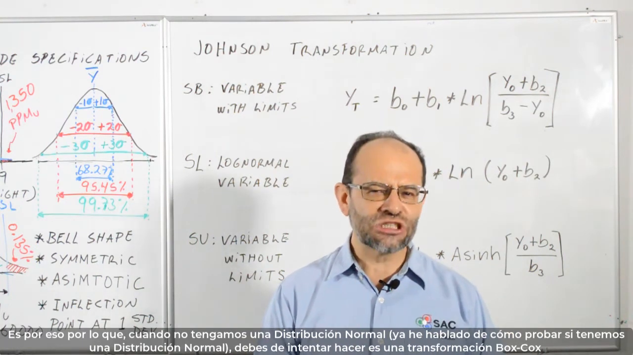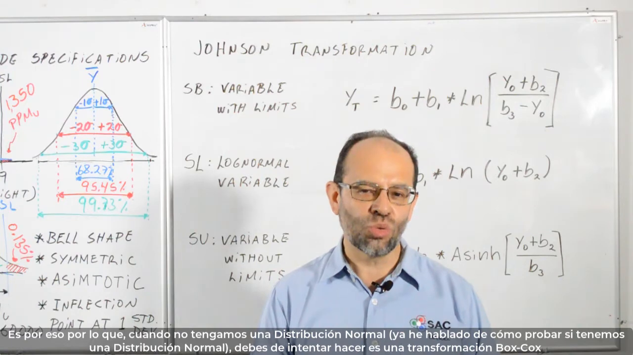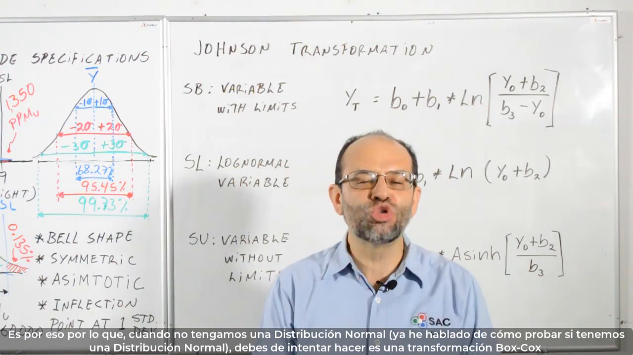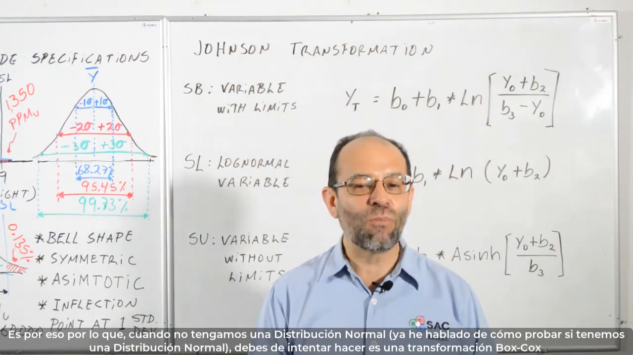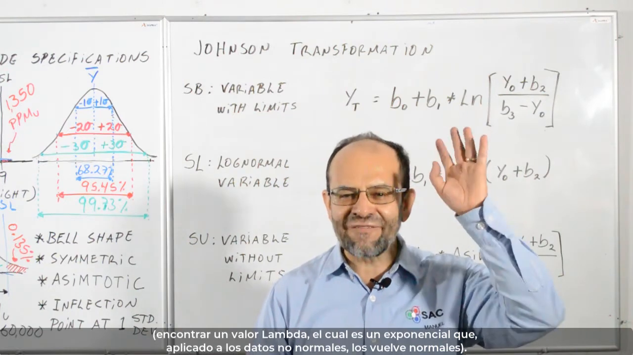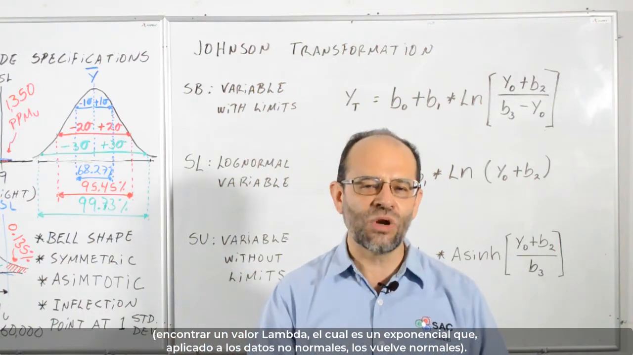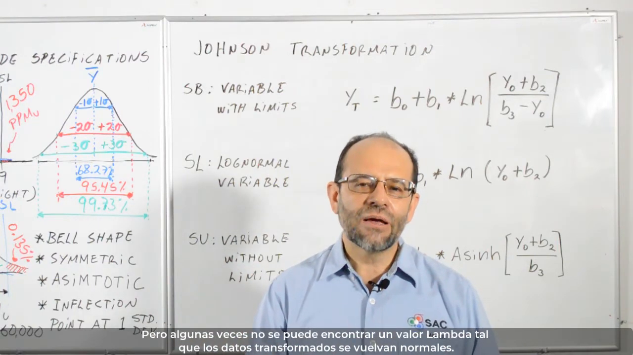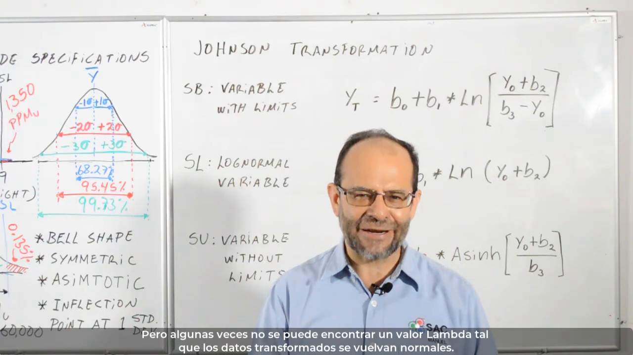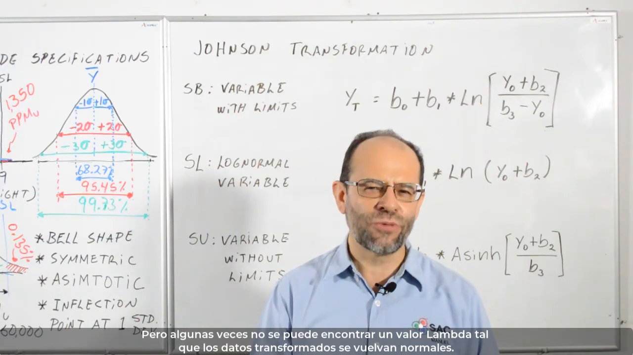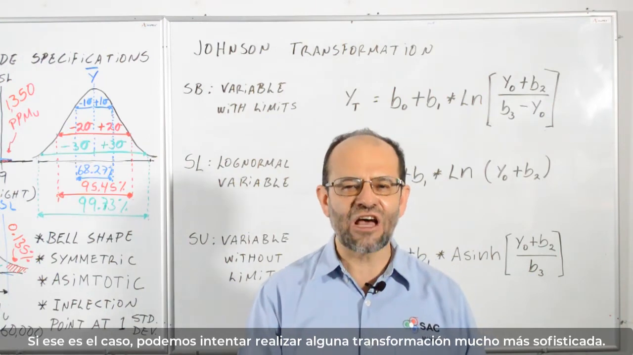So that's why, as much as possible, we want a normal distribution. I have already talked about what to do when we are having a non-normal distribution, how to check if we are having a normal distribution, and also I have said that what you can try is a Box-Cox transformation, finding a lambda value, which is an exponent, that will make the non-normal data normal. But sometimes you don't find a lambda value that makes the transformed data normal. If that is the case, then we can try other much more sophisticated transformations.